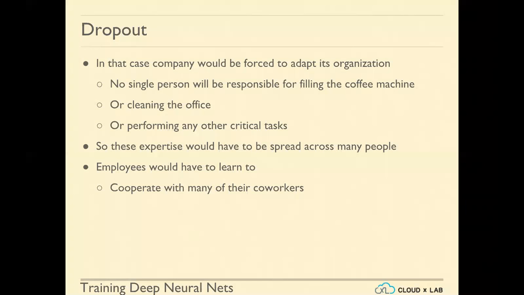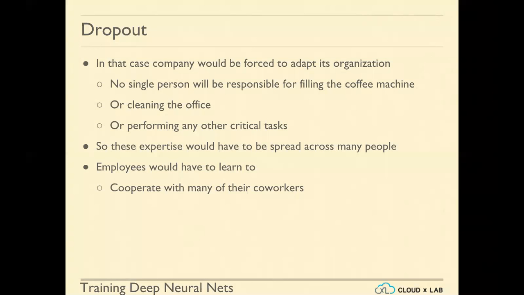So no single person will be responsible for, say, filling the coffee or cleaning the office or performing any other critical task. Instead, it will be everybody's duty. Therefore, if some people leave, the company will continue to work. It won't happen that suddenly one person has disappeared and the entire company has come down. Therefore, the company would be regularized because of 50% dropout, and hence the company may be able to perform better.